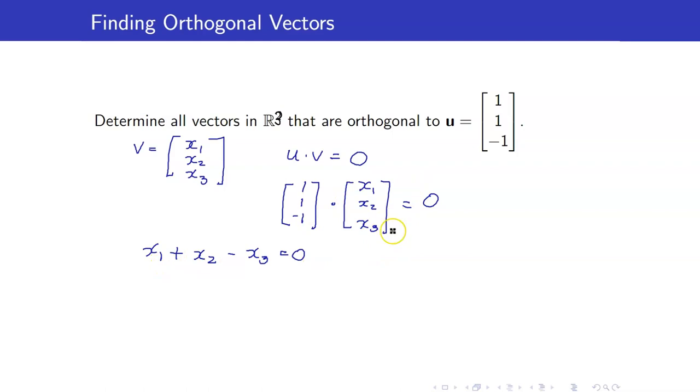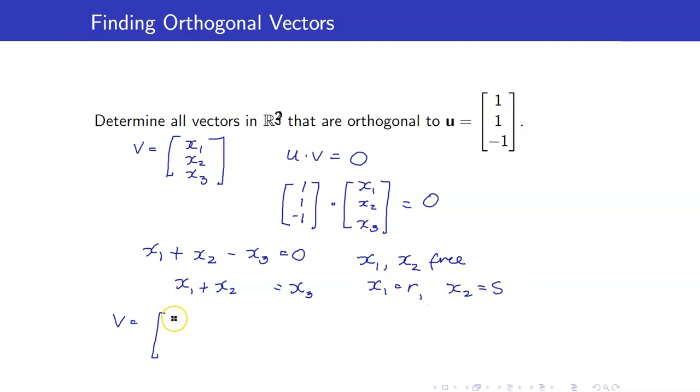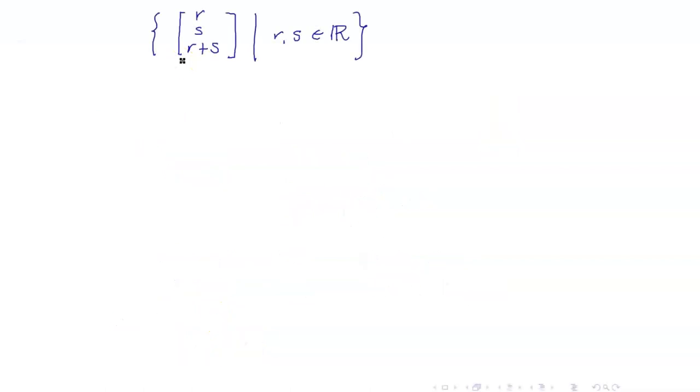So I can let my x1 and x2 be free variables, and x3 is just equal to the sum of x1 plus x2. So hence, my v is of this form. Let me call x1 r and x2 s, because they are free. So x1 is r, x2 is s, and x3 is r plus s. This is the set of all vectors that are orthogonal to our vector u.